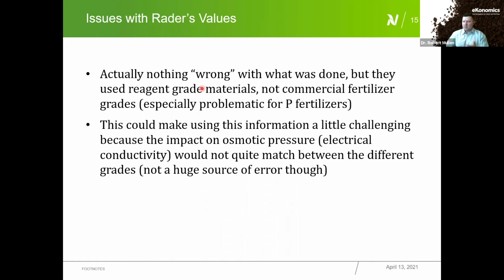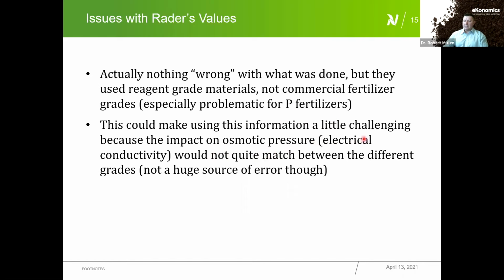Most of the potassium, most of the nitrogen products, it really doesn't have that big of an influence. And even though there are some pretty big differences in the concentration of nutrients contained within those products, the actual effect on the salt index calculation is relatively small. So take that for what it's worth. This could make using that information a little bit challenging.